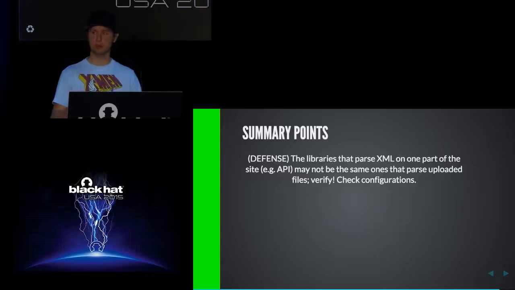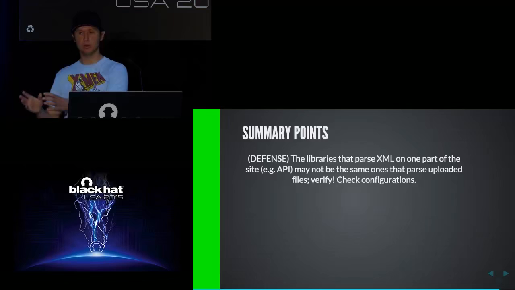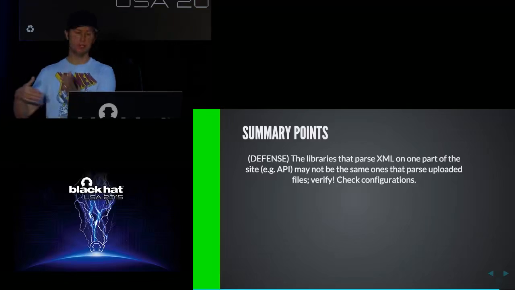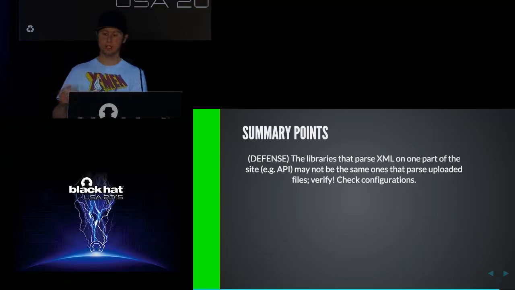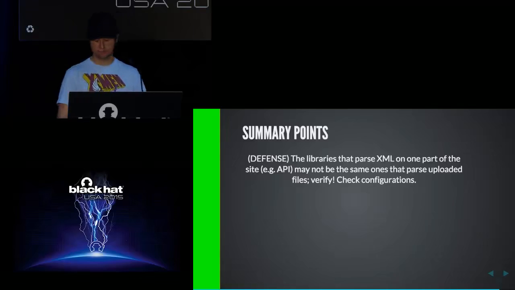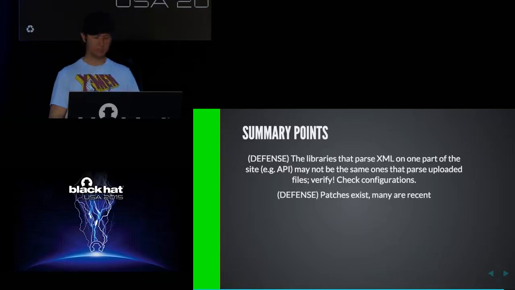The libraries that parse the XML on one part of the site may not be the same ones that parse the uploaded files. The developers might say, we've definitely patched for this, but it turns out the ones parsing the uploaded Word document are not the same libraries, and even the dependencies into that. docx4j actually has it fixed in the code, but it ships with a vulnerable version of Apache Batik, which handles SVG files. That's where the embedded documents thing could come into play. Patches exist, though many are very recent, and by the recent ones I mean the default settings.